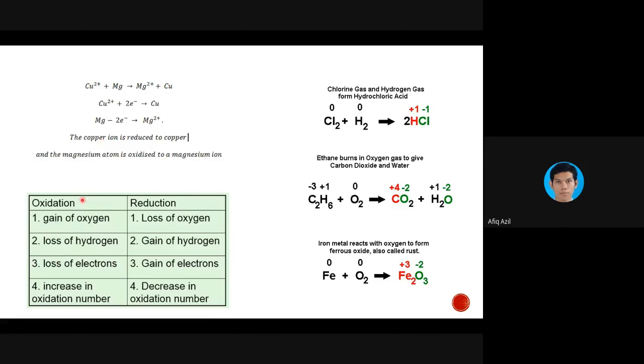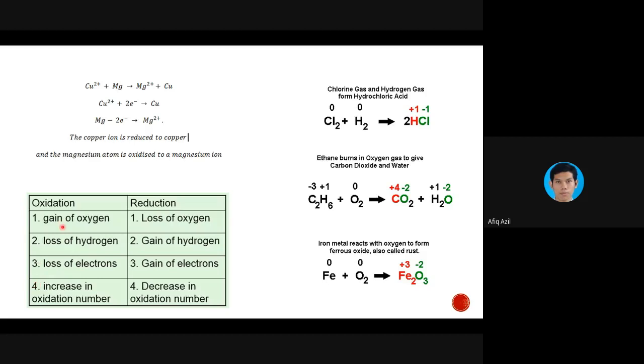So in oxidation, there are several criteria which you can look at for oxidation and reduction in order to identify them. One is the gaining of oxygen for oxidation, and then loss of hydrogen, and loss of electrons, and an increase in the oxidation number. For example, the magnesium lost electrons, so it is undergoing an oxidation reaction, and it increases in oxidation number, from 0 to 2 plus. Okay, so it fulfills categories 3 and 4.